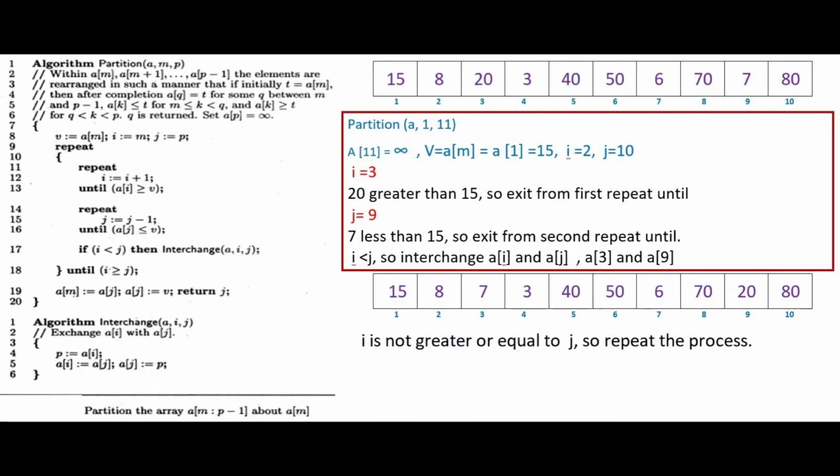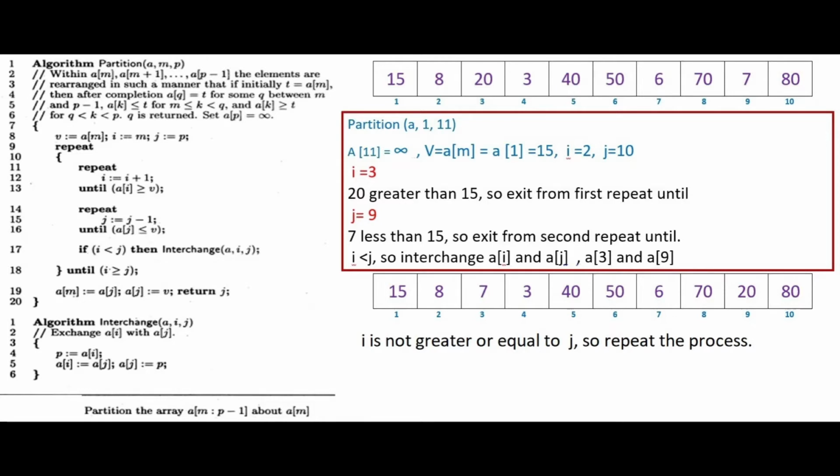Then first repeat until I is equal to I plus 1. The current value of I is equal to 2. Then new value of I is equal to 3. Until A of I greater than or equal to V. A of 3, A of 3 is 20. 20 greater than V, 15. Condition true. So exit from first repeat until.